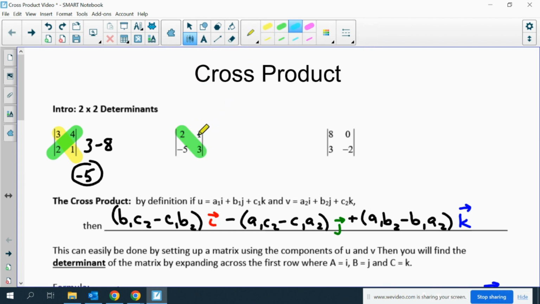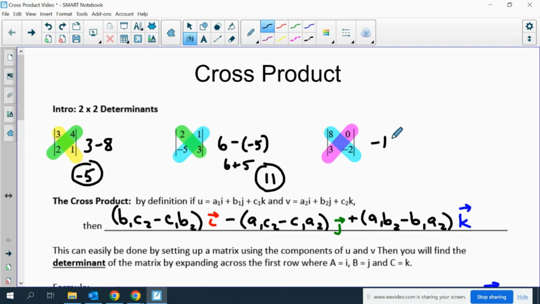So in this case, the determinant is 3 minus 8, or negative 5. Problem 2, we have 2 times 3, which is 6, minus 5, or 1 times negative 5. So 6 minus negative 5, or 6 plus 5. So the determinant of the second one is 11. The third one, negative 16 minus 0. So we get negative 16. So that's how you find determinants of 2x2 matrices.